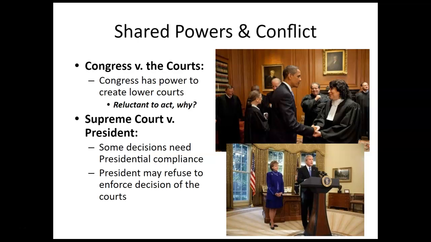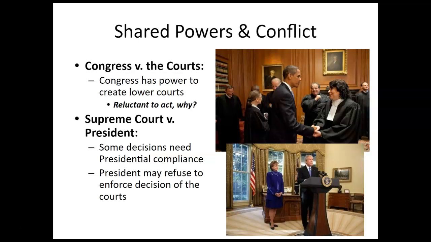Okay, now Congress versus the courts. Congress has the power to create lower courts, and they're reluctant to do so. They do this very rarely, pretty much because they have other things they need to do. And our judicial branch is organized pretty well, so they don't necessarily have to do this, and that's why they're reluctant to.